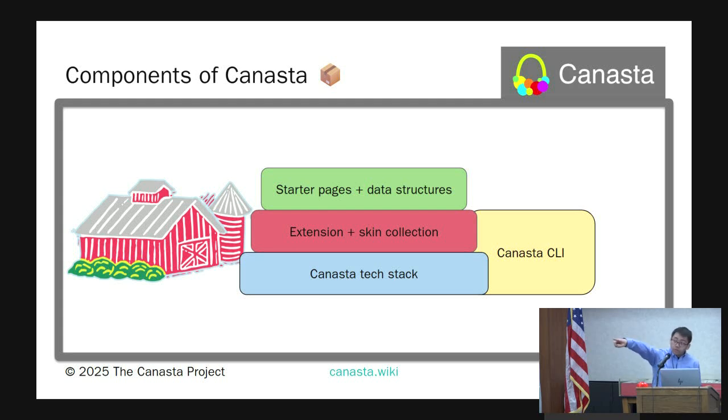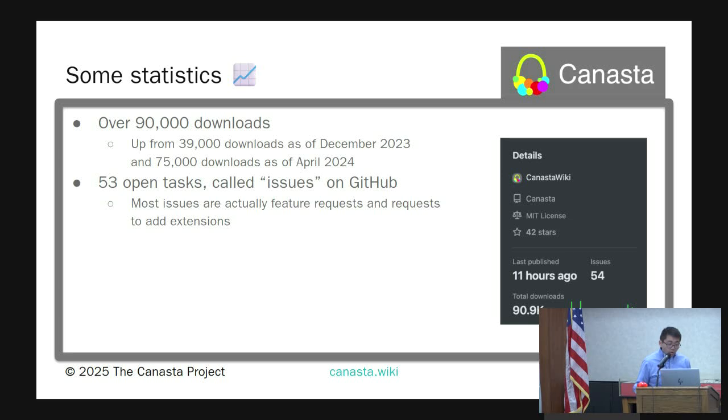And I have a farm over there. This is new, as of either last year or the year before, time flies. We now have farm support, which means Canasta doesn't just power one wiki. You can have multiple wikis on different domains or different subdomains all running on the same Canasta instance, which is super powerful. You could technically make a wiki host on it too, but don't. Just use MyWikis. Anyway, just kidding.